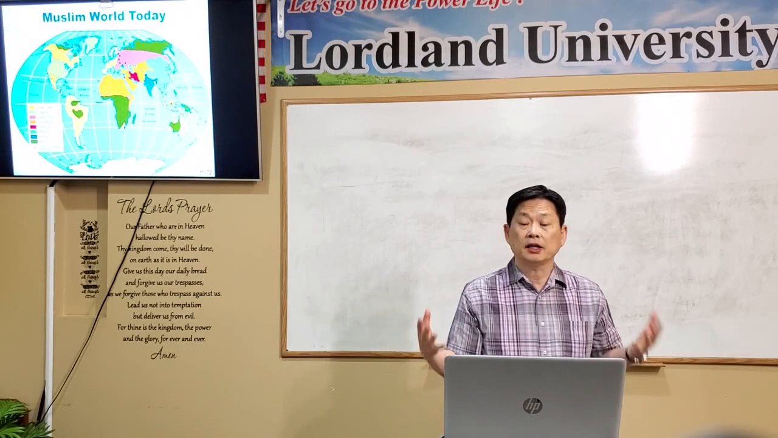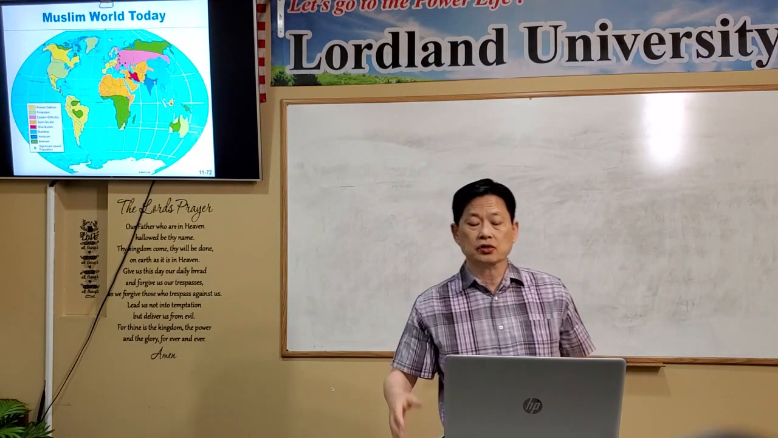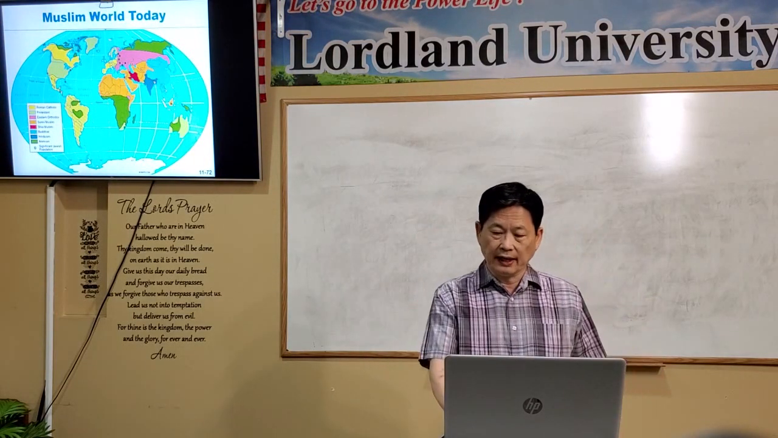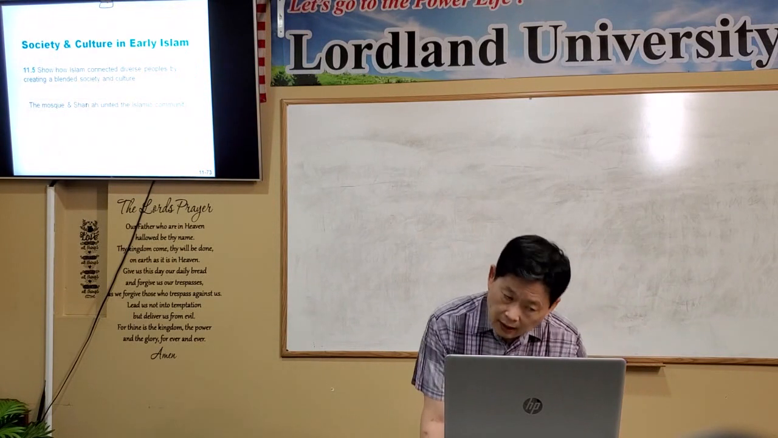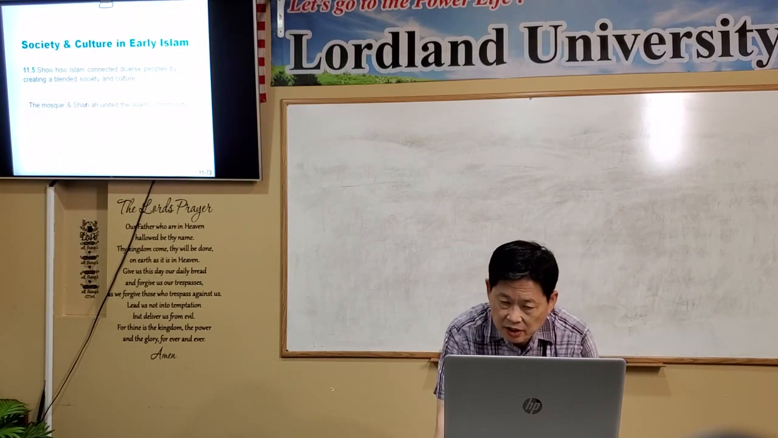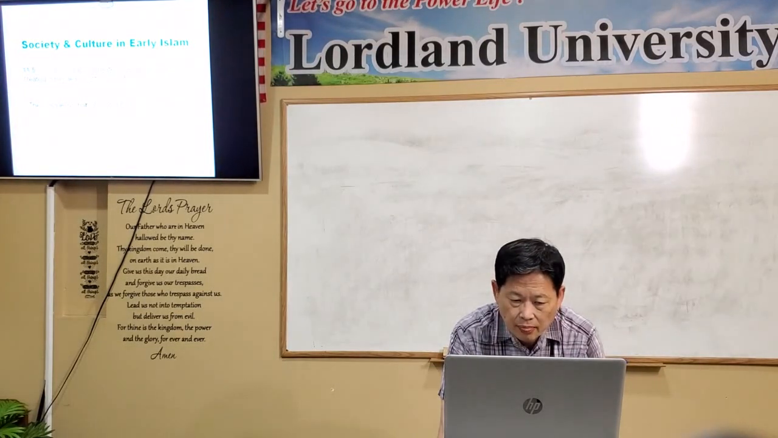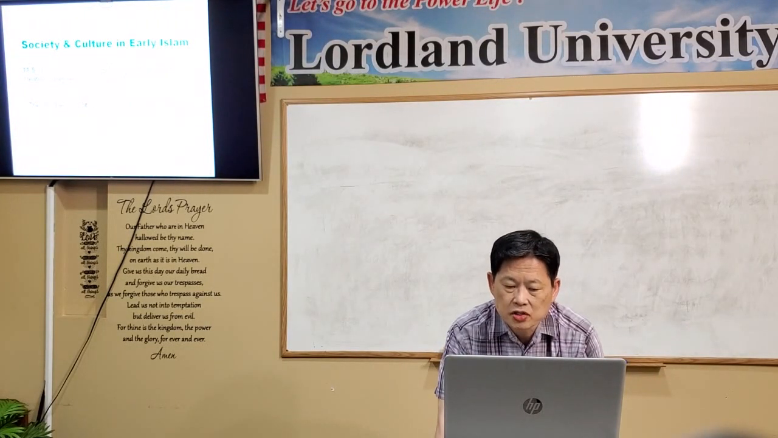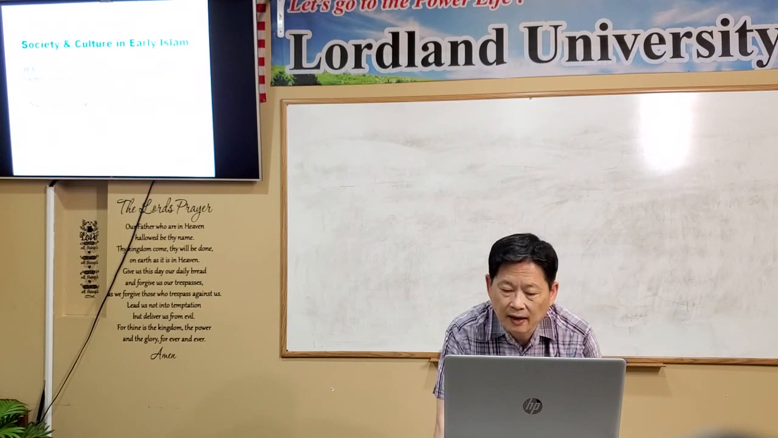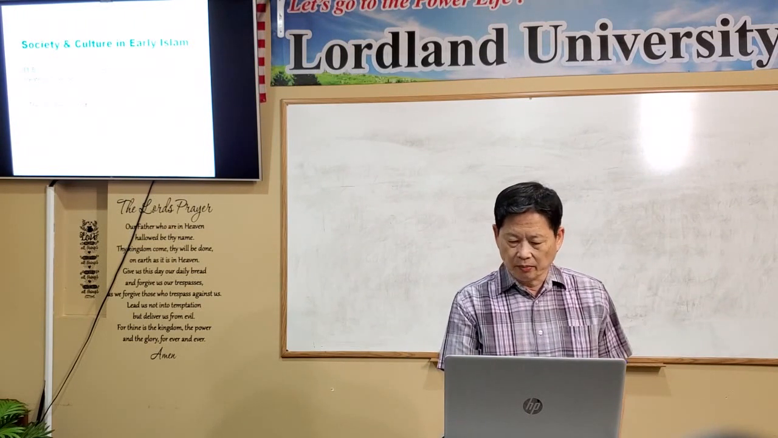This slide shows the Muslim world today. Module 5, Society and Culture in Early Islam. The mosque and Sharia united the Islamic community.